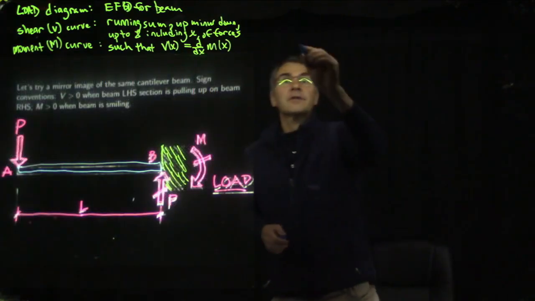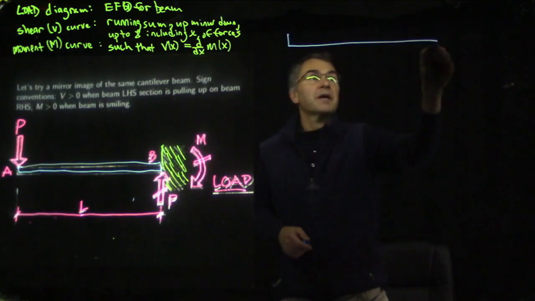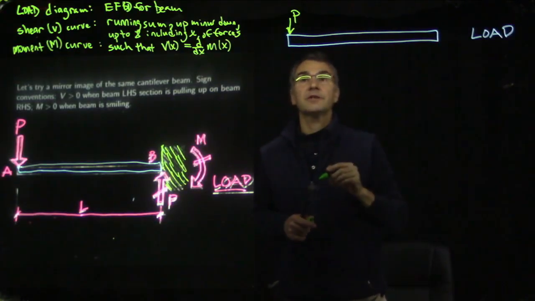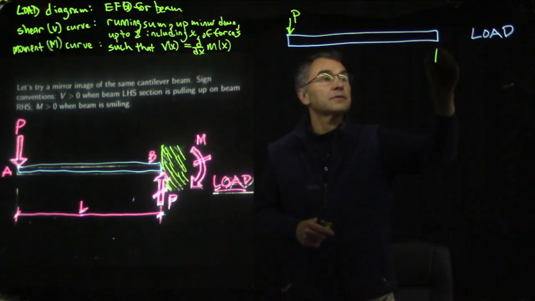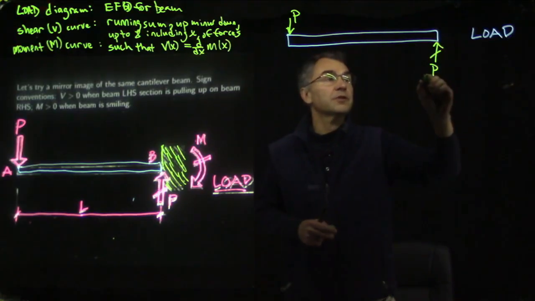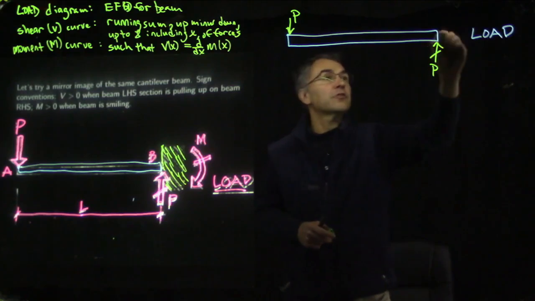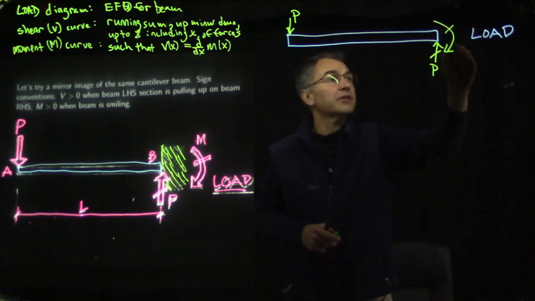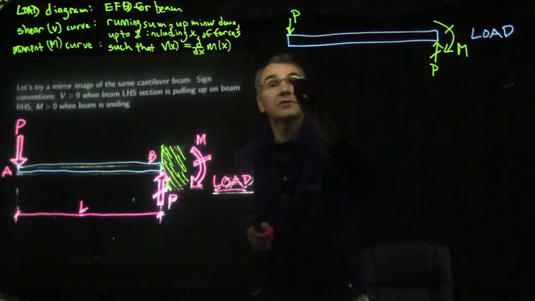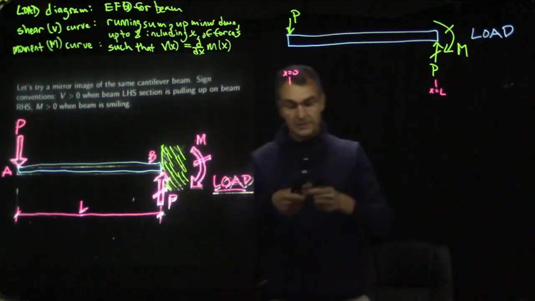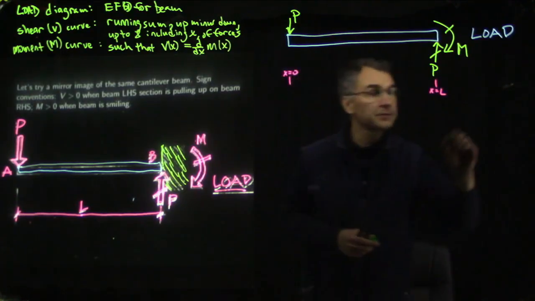So the load diagram is just an extended free body diagram of the beam. We have the load P over here, and then we have the reaction force P over here exerted by the wall, and then this load creates a counterclockwise moment, so we need a clockwise reaction moment over here, and this is X equals 0, and this is X equals L.